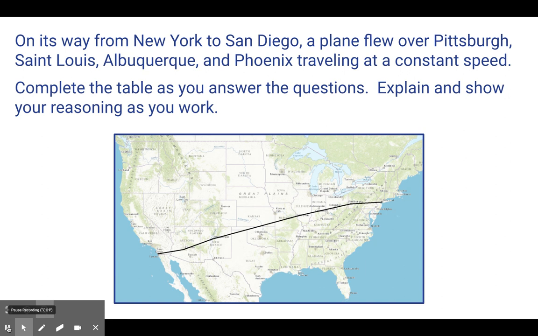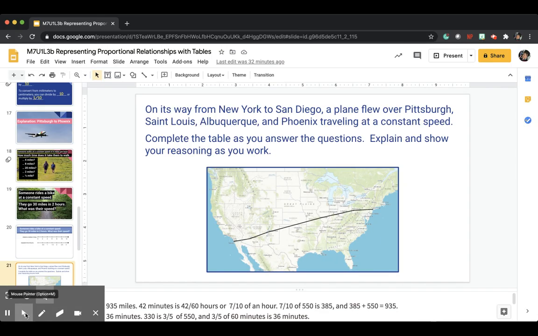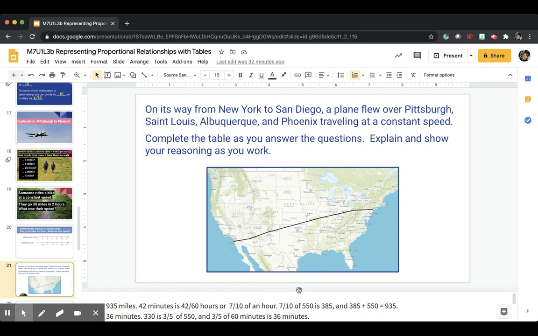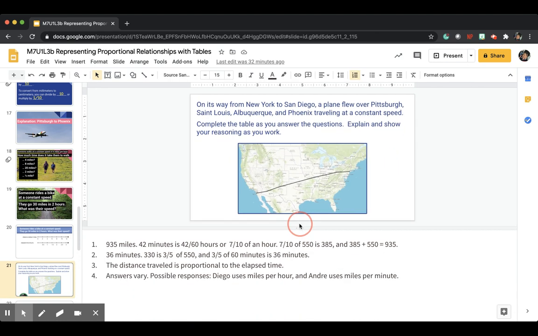Now, that might be really difficult to imagine. So let's go ahead and copy down this statement that's in our notes. So for number one, 935 miles, 42 minutes, and you can go ahead and copy down that statement to help you answer the student companion.